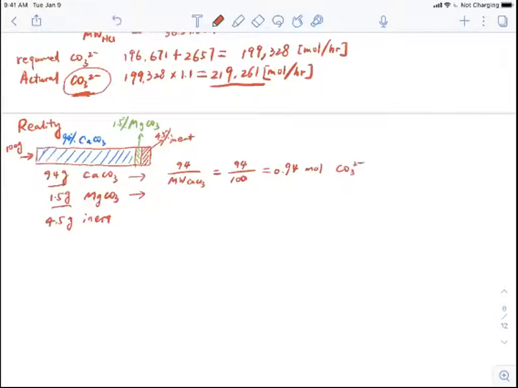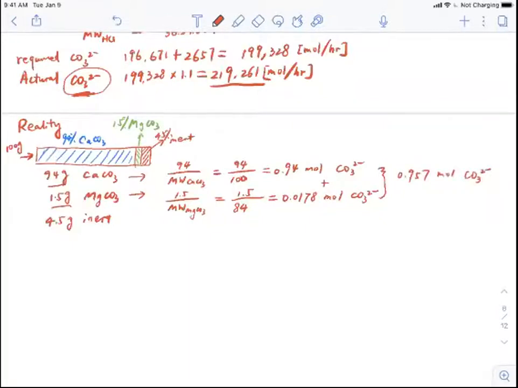And then for this 1.5 gram of the magnesium carbonate, that's 1.5 divided by 84, which is 0.0178 mole of the carbonate ions. Okay. So if you add these two together, you're going to have 0.957 mole of the carbonate ions.